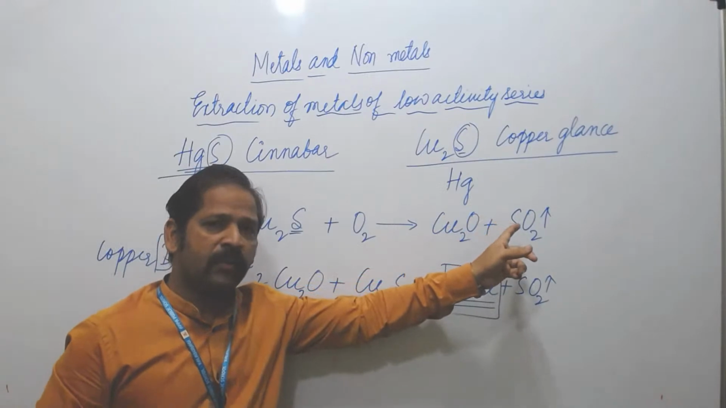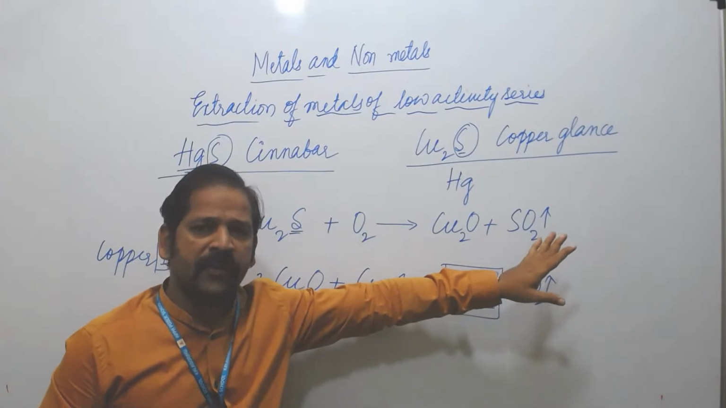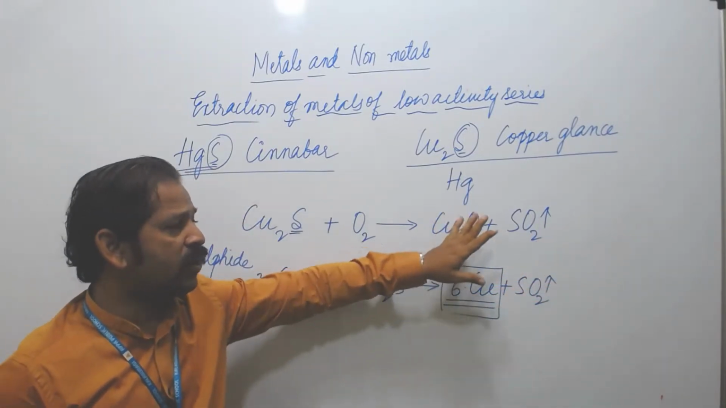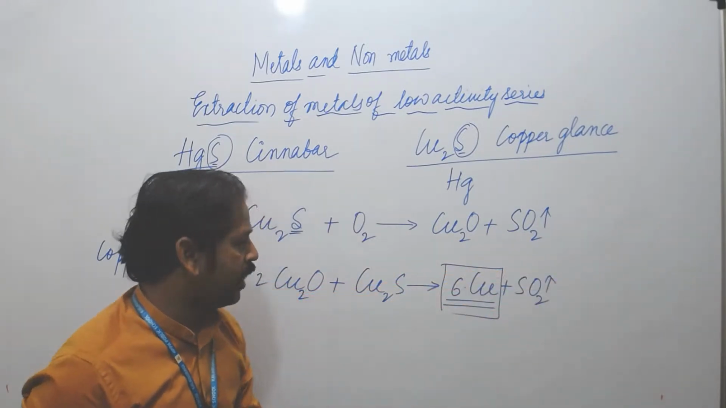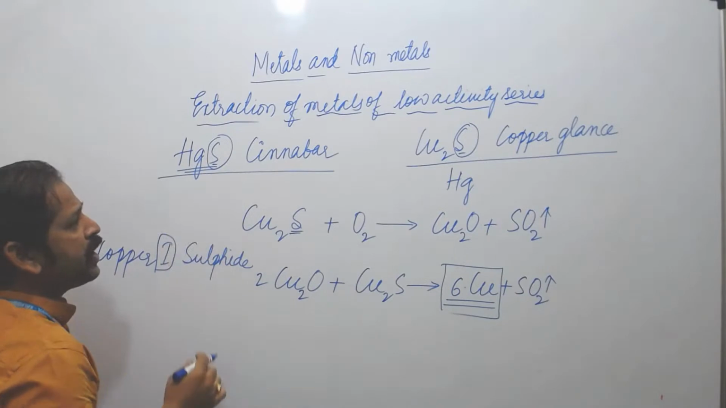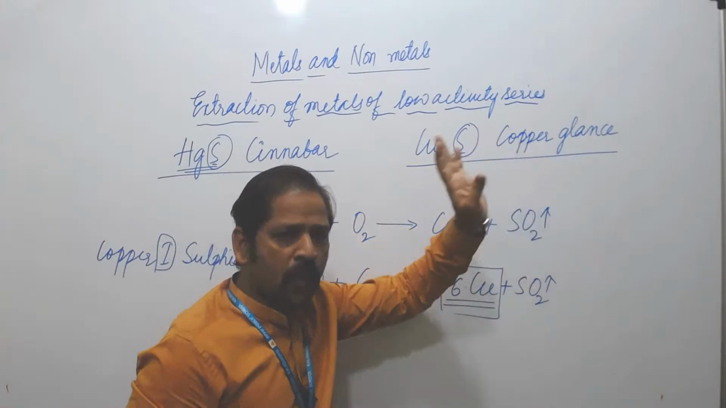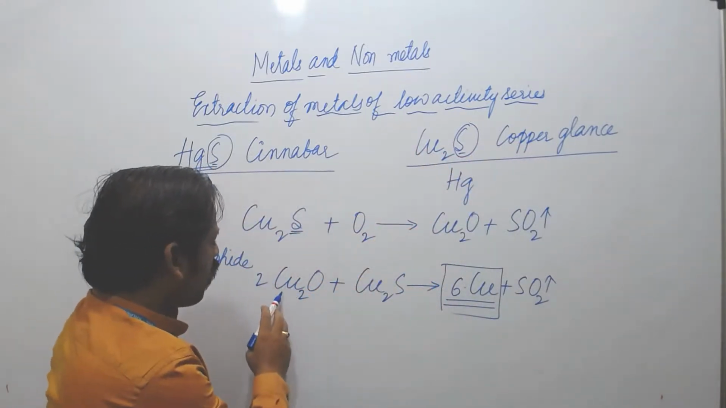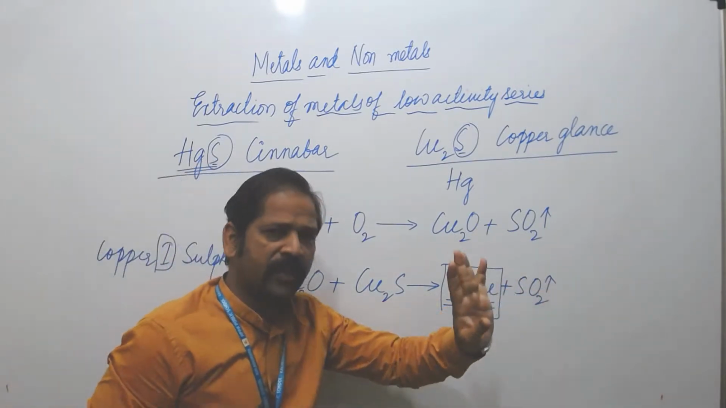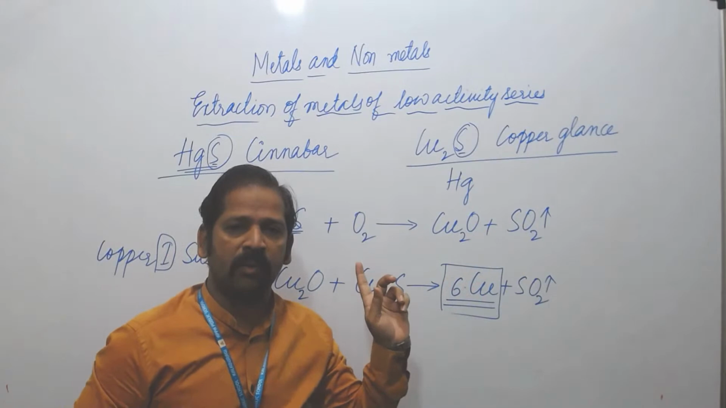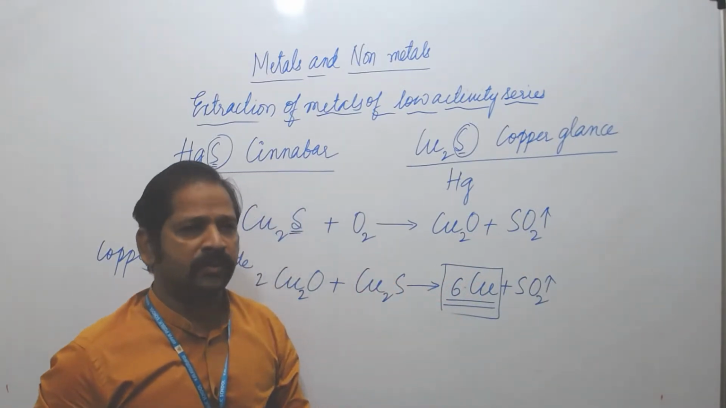Those will be purified with the electrolytic refining process. We'll discuss this electrolytic refining process in the last session of this topic. Okay, this is about mercury sulfide, cinnabar, and copper from copper glance. Copper oxide reacts with copper sulfide to form copper and sulfur dioxide, but this will not be pure copper. It is called impure copper.